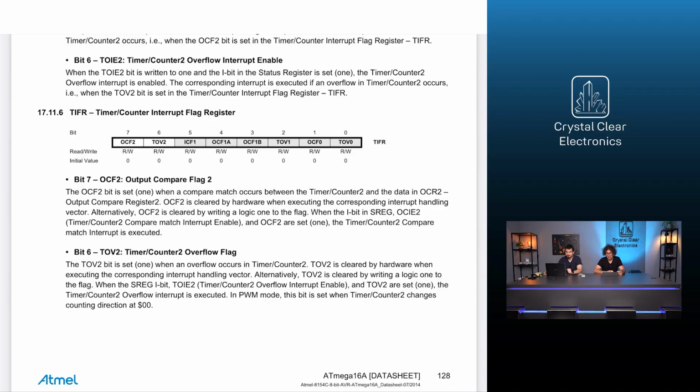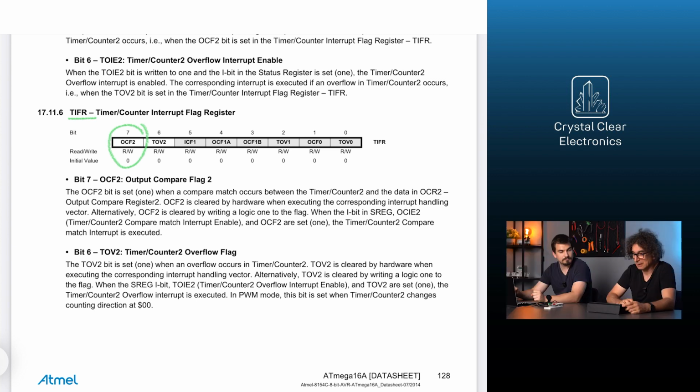The peripheral works in the background regardless of what operation the microcontroller is executing. The moment a full second elapses, the hardware will set the OCF2 flag in the TIFR register, and this flag will remain in this state until the software sets it back to 0. This is shown in figure 17.11 of the datasheet and the OCF2 bit description in section 17.11.6.